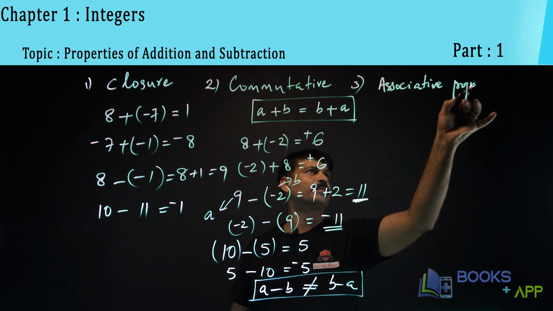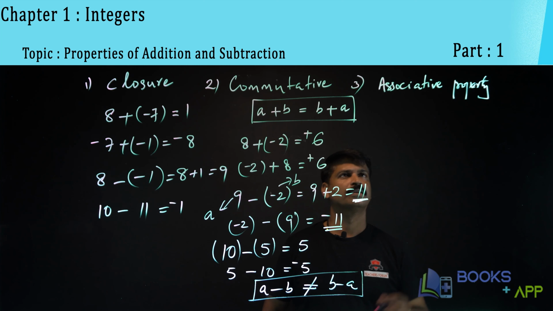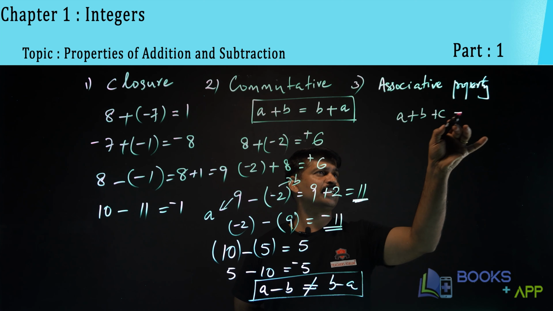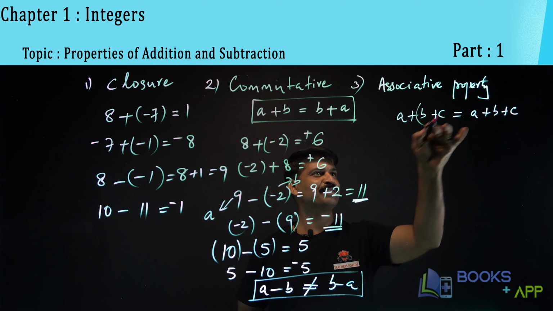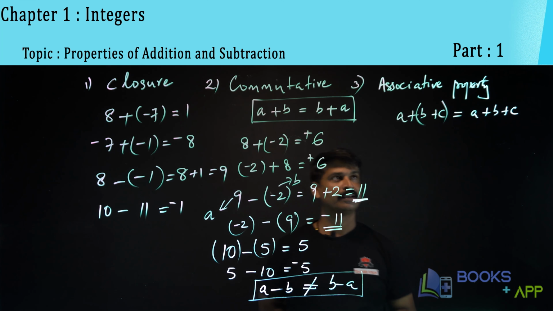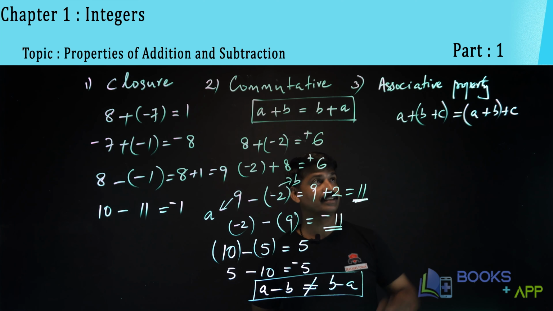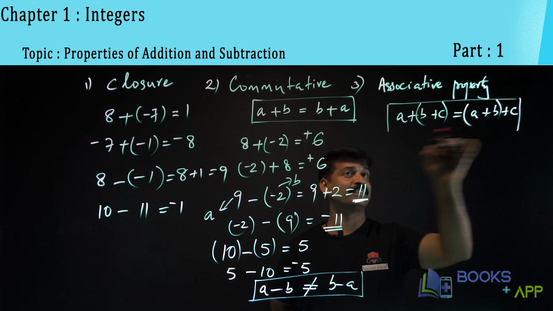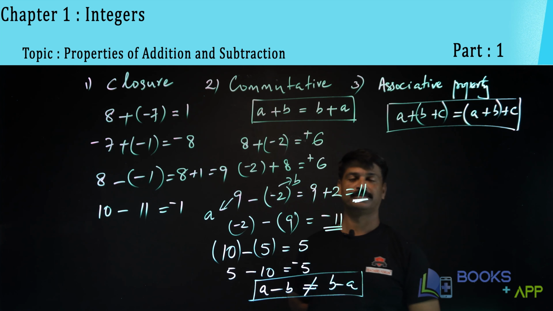Associative property. Now let us look at associative property for addition. Associative property means (a + b) + c will be equal to a + (b + c). In a + (b + c), we add b plus c together first, then add a to that. In the second case, we add a plus b together first, and that answer we add with c. If both are equal, we say that the associative property is true for addition.